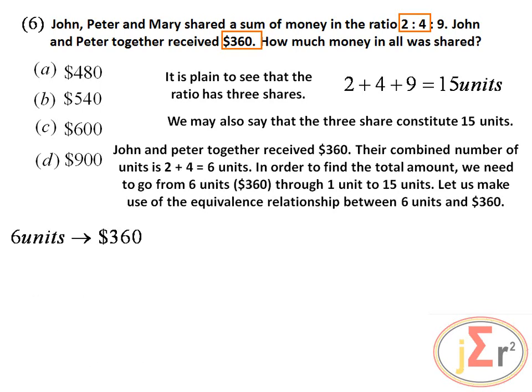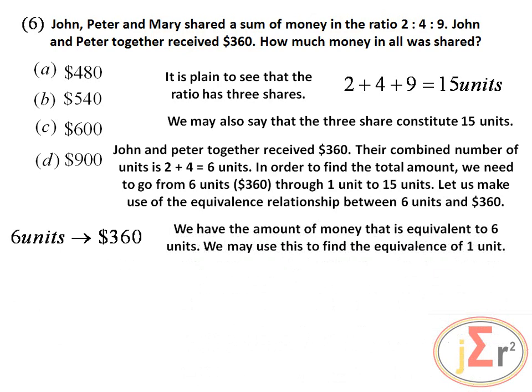Let us make use of the equivalent relationship between 6 units and $360. So we have 6 units there, represented by $360. We have the amount of money that is equivalent to 6 units. We may use this to find the equivalence of 1 unit. So here we have 6 units equivalent to $360. Then what do we imagine? 1 unit is equivalent to 360 divided by 6, which is equal to 60.